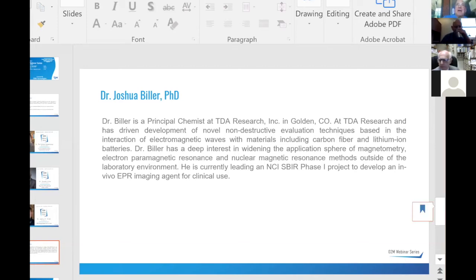I'm Howard Halpern, and I've worked in EPR imaging at these very low frequencies for a long time. I've had the opportunity to know Josh Biller for a dozen years, from his graduate work with Gareth Eaton to his experience not too far away in Boulder, Colorado at NIST, and now with TDA Research in Golden, Colorado. He is a very, very insightful, not quite so young man now.